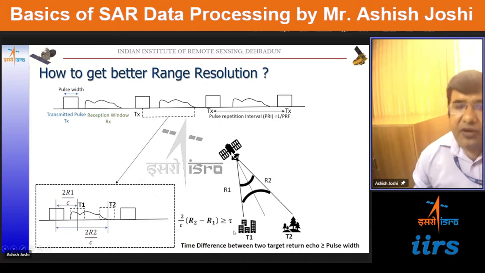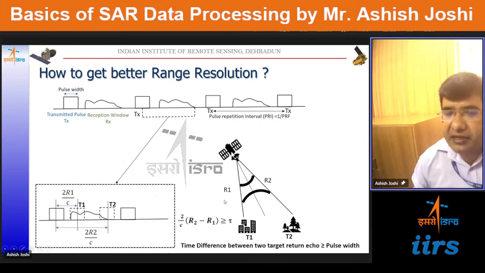If we look at this figure, you can see two targets, T1 and T2, observed by the radar at two distances, R1 and R2. What is the resolution? The resolution is the ability to discriminate the two targets T1 and T2 separately. So what is the condition? This is the first target observation and this is the second target observation in the receiving window. This is the first pulse and this is the second pulse.